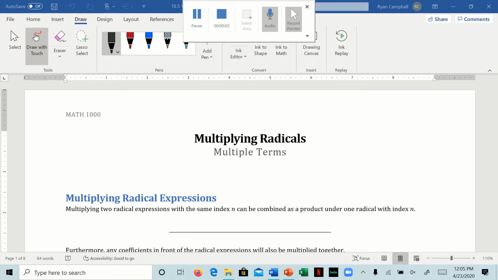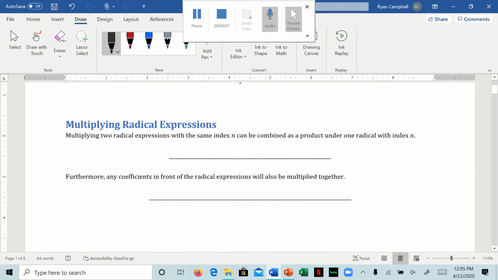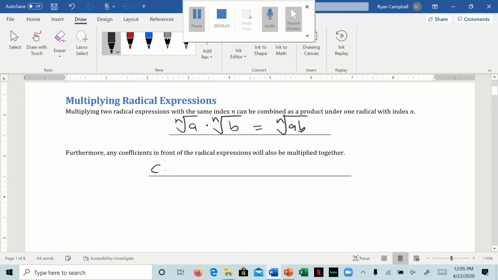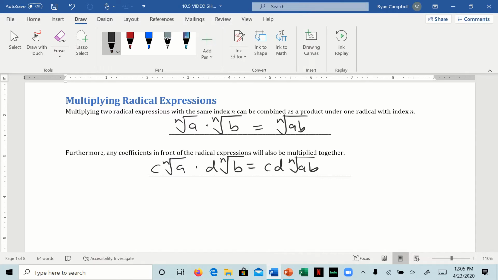Right, now let's talk about multiplying radicals if there's multiple terms, not just one. So just a quick reminder: if you have two radicals multiplied with the same index, then you can just move them inside. And again, if you have coefficients on the outside, you just multiply the coefficients. So just a quick reminder of what we've already talked about.